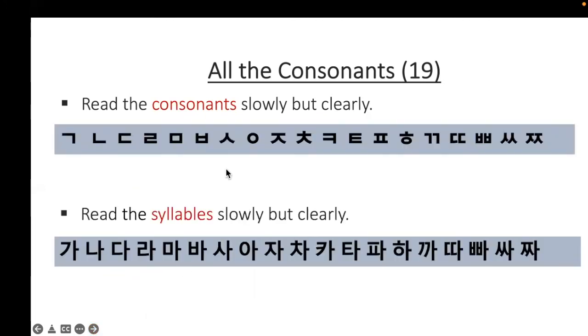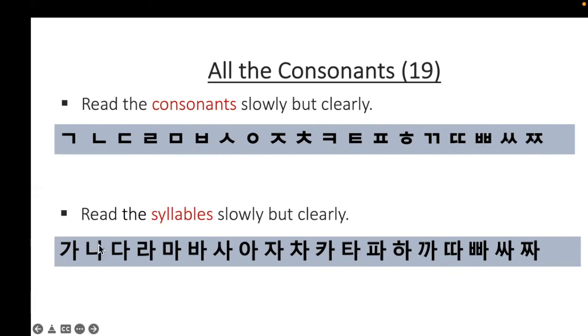Then let's read the consonants slowly but clearly, okay? 그, 느, 드, 르, 무, 브, 스, 응, 주, 츠, 크, 트, 프, 흐, 끄, 뜨, 으, 스, 쯔.